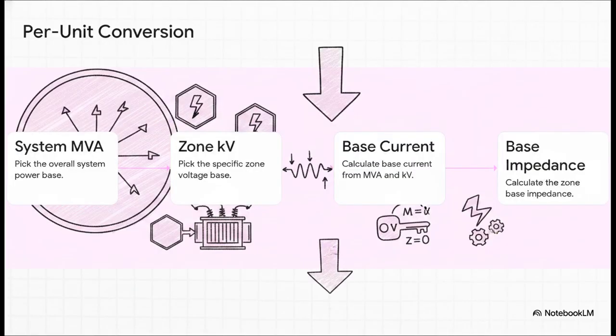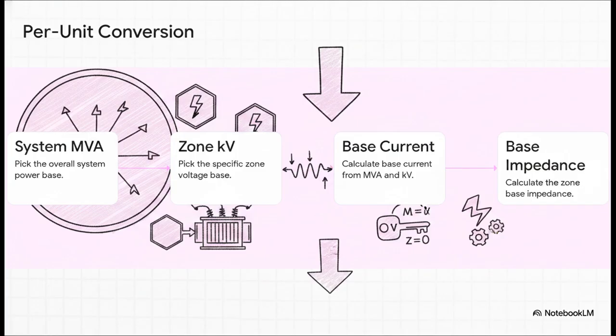Getting there is a super straightforward four-step process. First, you pick a single system power base, or MVA base. This applies to your entire grid no matter what. Second, you pick a voltage base or kV base, but this one is specific to each individual zone that's bounded by transformers. Think of those two foundational pieces, power and voltage, as your master keys. Once you define them, they unlock the rest of your base equations.